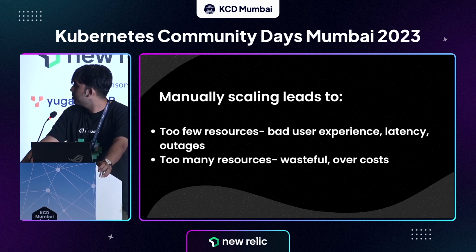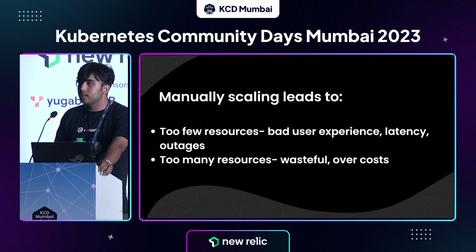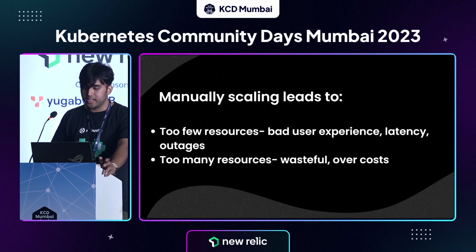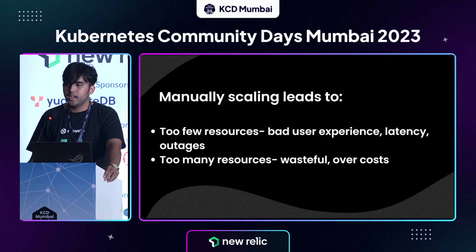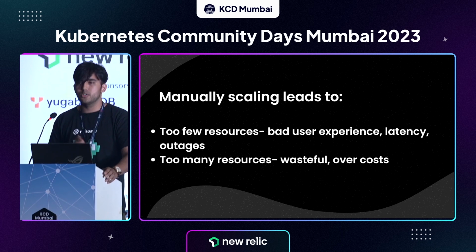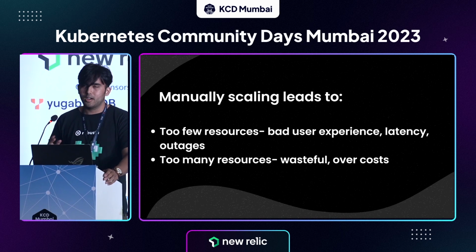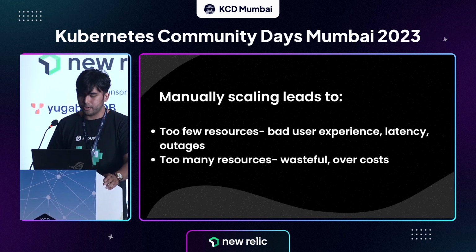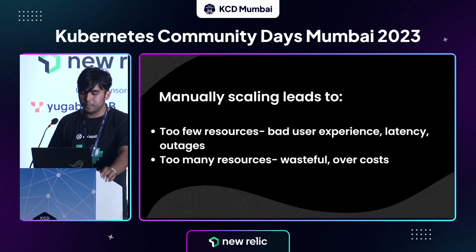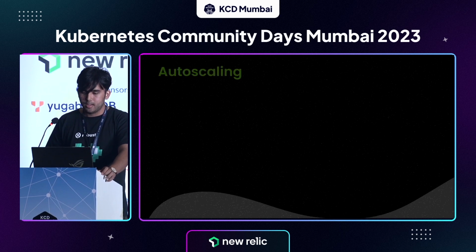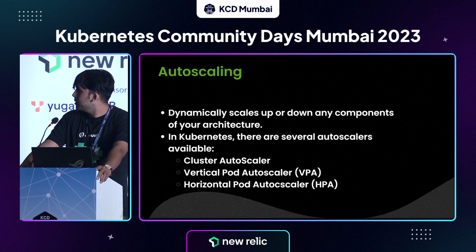This is what I just spoke about. Manually scaling leads to too few resources when there is a lot of traffic, so it can lead to latency, outages, and bad user experience. Or if there are too many resources, all those resources are wasted, and a lot of bill is coming for your company because you have deployed a lot of deployments on your cluster. Now this is where autoscaling comes into the picture.